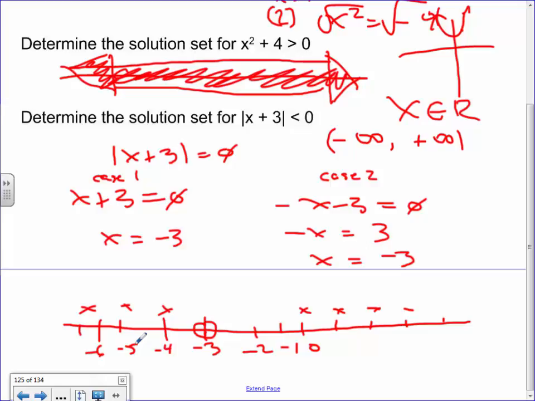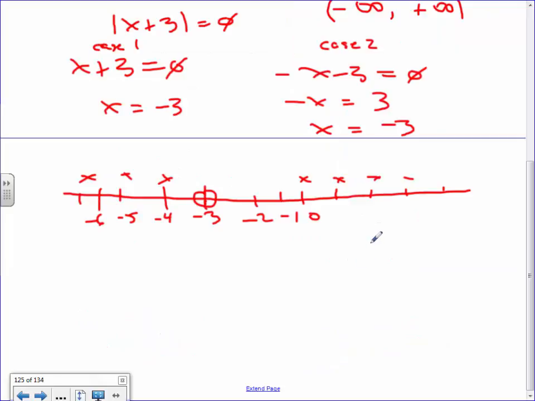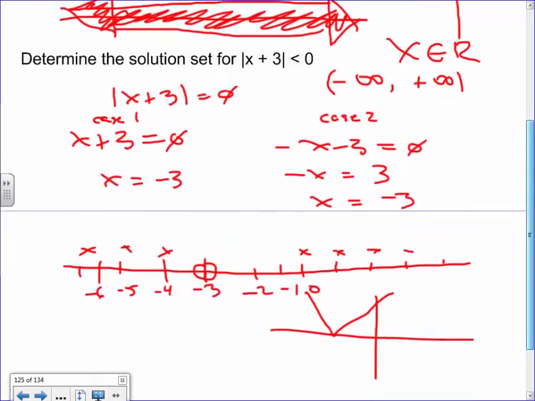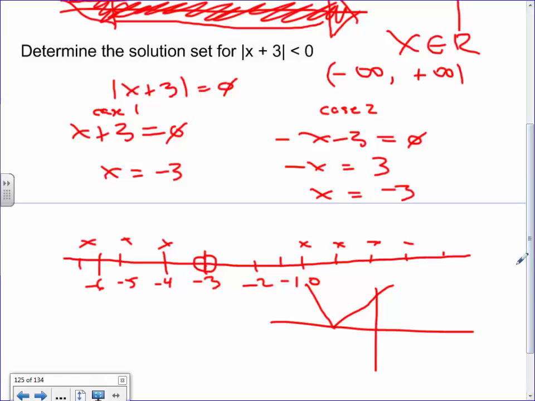There is not a single value here that would work. By the way, I want to kind of demonstrate something here. The absolute value of x plus 3, if you were to actually plot that, it would be right here. If I were to ask you where that graph is less than 0, it's not.